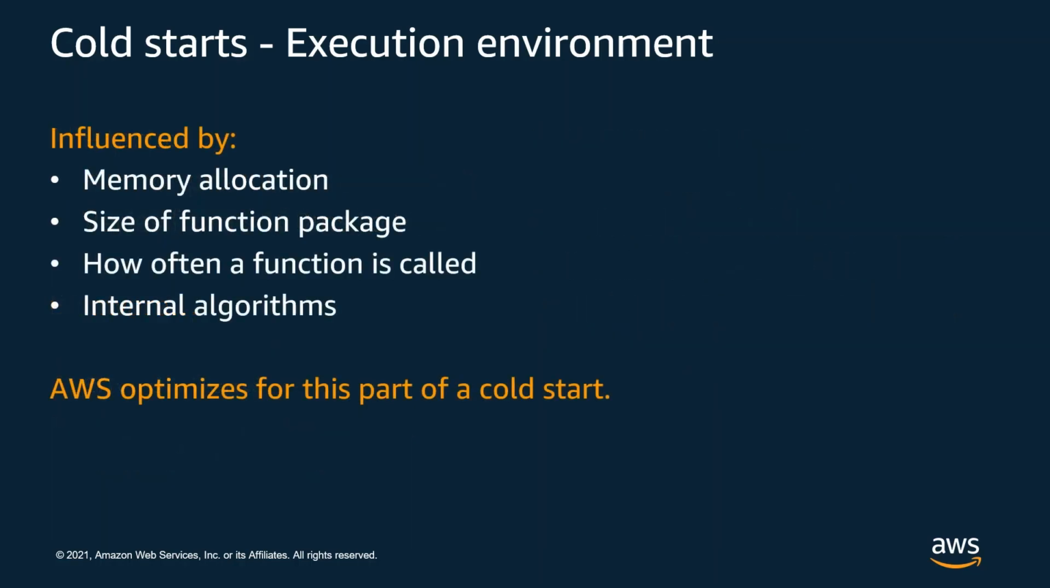AWS optimizes for this part of the cold start, the setting up of the execution environment, but it's influenced by 4 factors. The first is the memory allocated to the function. You can choose typically between 128 meg and 10 gig. Typically, functions with more memory allocated are reaped less frequently. Second, the size of the function package impacts the time taken for the service to download the code. Larger packages are slower to download. Making your packages as small as possible can really help here.